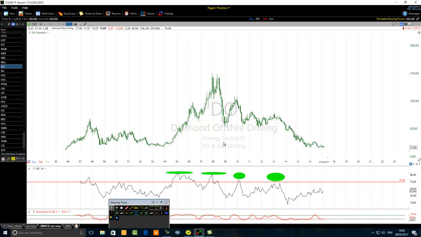So RSI overbought is near 70 or above 70. Some traders may say the 80 level, some traders may say the 90 level. But when the RSI is above 70 or near 70, it is overbought. But the RSI is overbought, while the financial instrument may not be overbought. So clear that out of your minds once and for all.